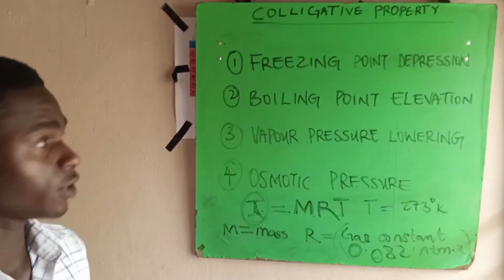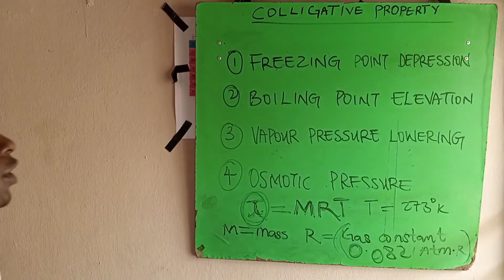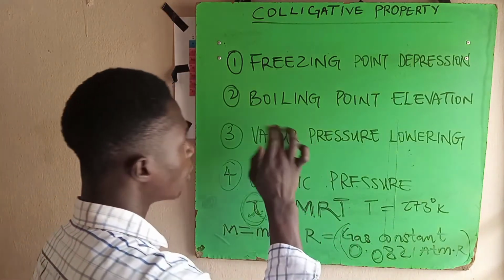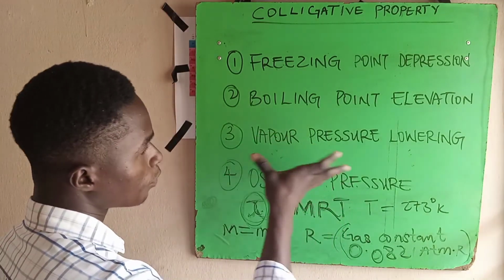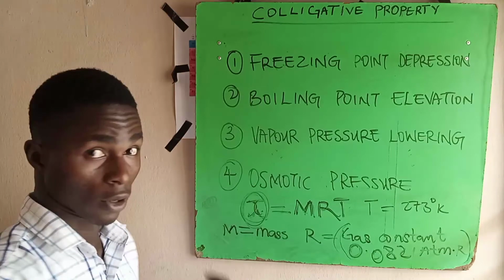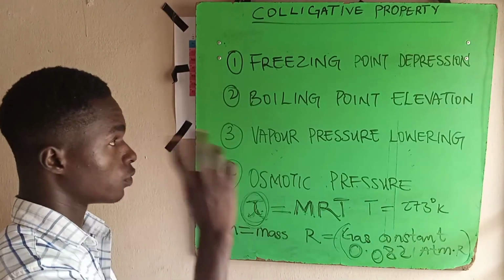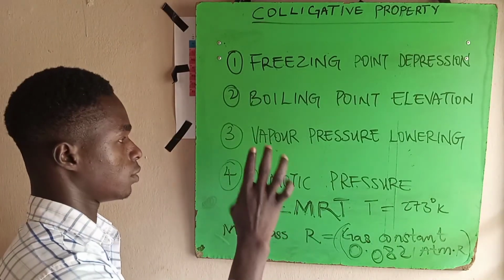We'll be going deep under each of these properties: freezing point depression, boiling point elevation, vapor pressure lowering, and osmotic pressure, because we need a lot of calculation we ought to do or have knowledge of in this context.